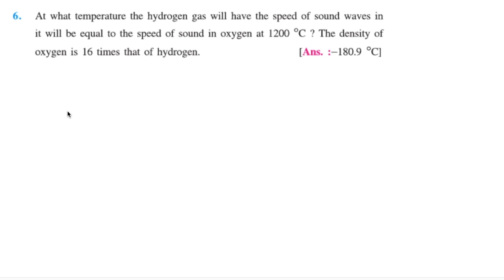In this question, we need to find out at what temperature the speed of sound waves in hydrogen gas will be equal to the speed of sound in oxygen at 1200 degrees Celsius. It is given to you that the density of oxygen is 16 times the density of hydrogen, and the condition is that the speed of sound wave in hydrogen should be equal to the speed of sound in oxygen.